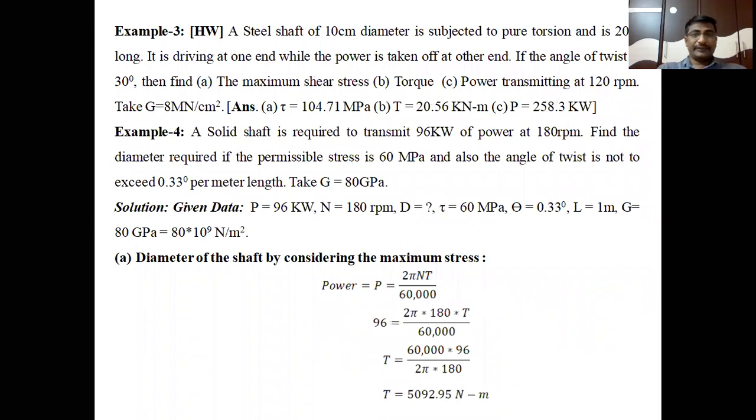Third example is taken as homework. You should take this as homework because it is a very simple problem. By using the torsion equation, you can solve this problem.